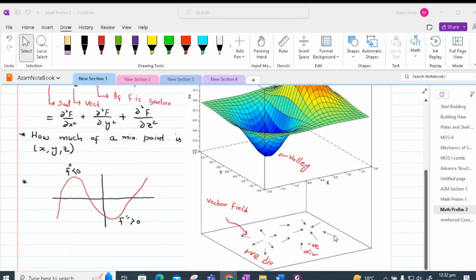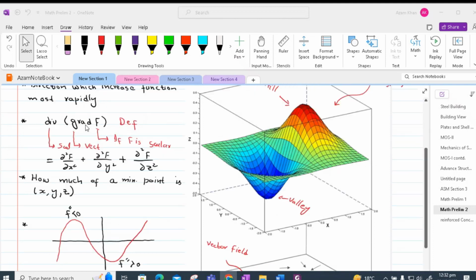In the case where all the arrows are pointing in one direction, we have negative divergence, whereas in the case where all the arrows are pointing away from a point, we have positive divergence. Negative divergence can also be called convergence. Similarly, in other areas, we would have divergence values between these two extremes. So if our f is scalar, the gradient of f will become a vector, and the divergence of that vector will give a final value that is scalar.